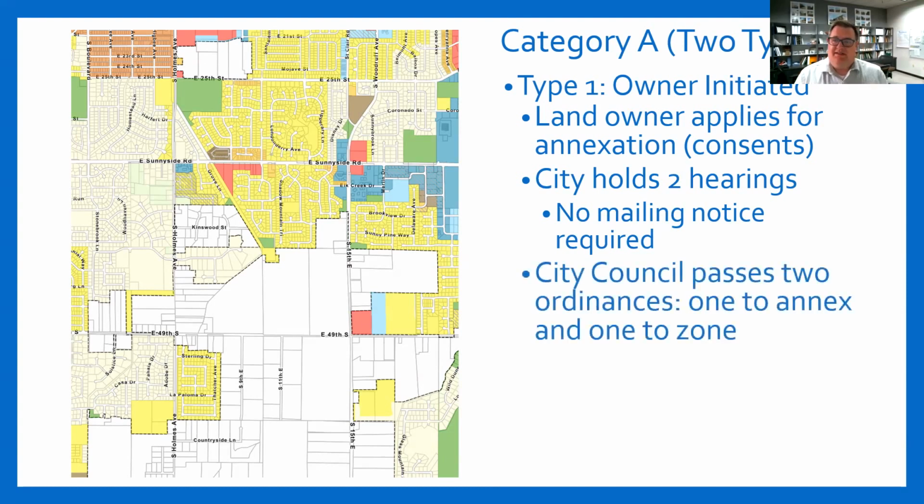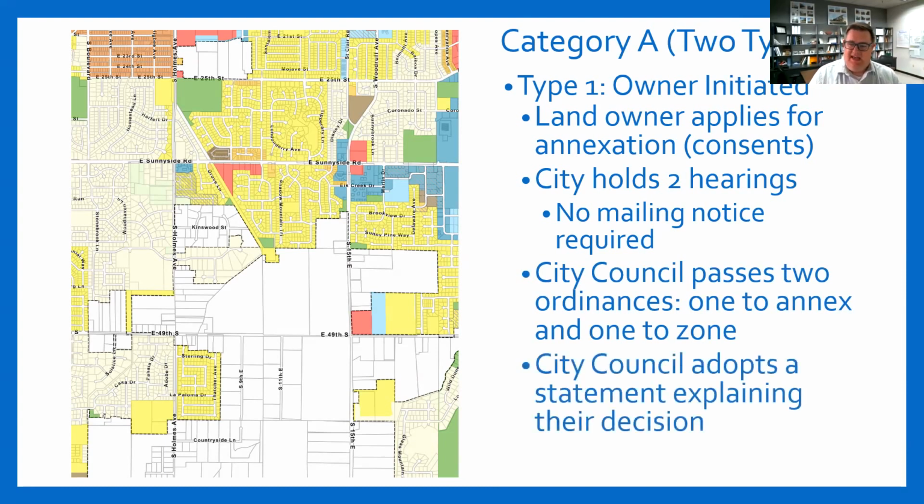And then the city council passes 2 ordinances, or maybe one that does both things, but an ordinance has to annex the land, and then an ordinance also has to assign the zone. And then the last thing the city does is they have to adopt a statement explaining their decision. Now some cities might call that a findings of fact and conclusions of law. In Idaho Falls, we call it a reasoned statement of relevant criteria and standards, which is a mouthful, but it's really just outlining how the city came to its decision and why.